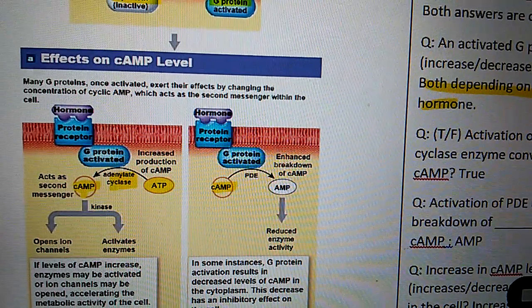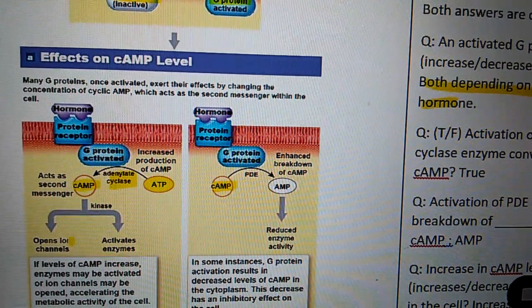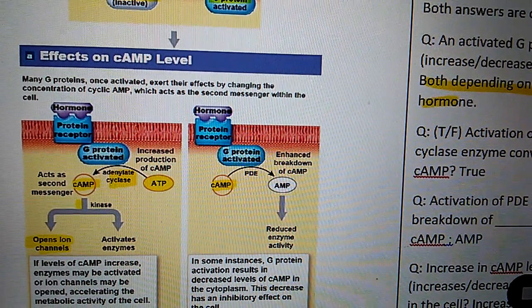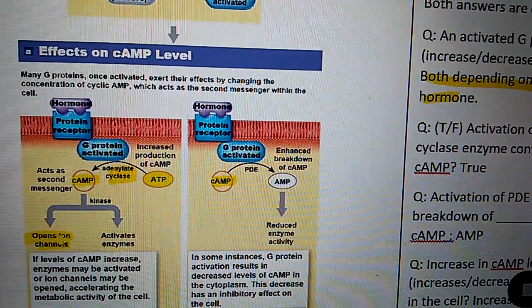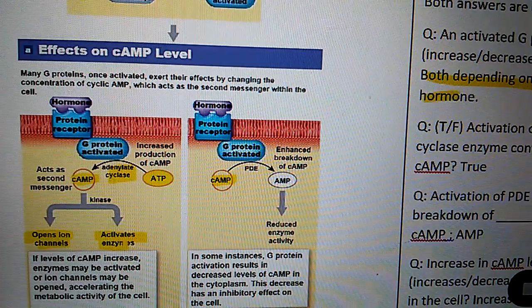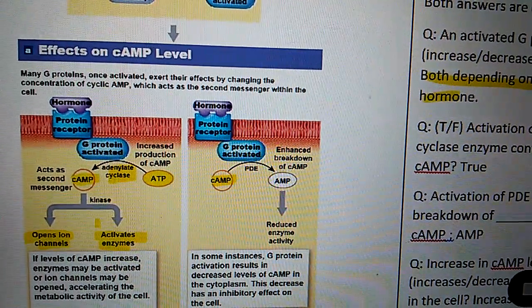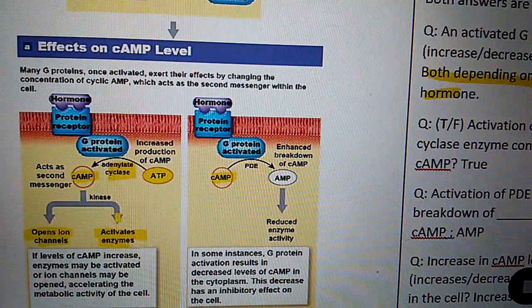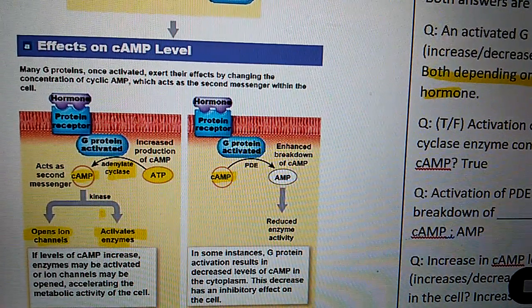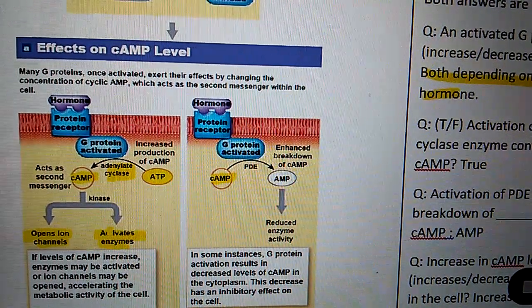When you increase cyclic AMP levels, does that open ion channels? Yes. Does it activate enzymes? Yes. What are the two functions of cyclic AMP when they increase? Opens ion channels and activates enzymes.